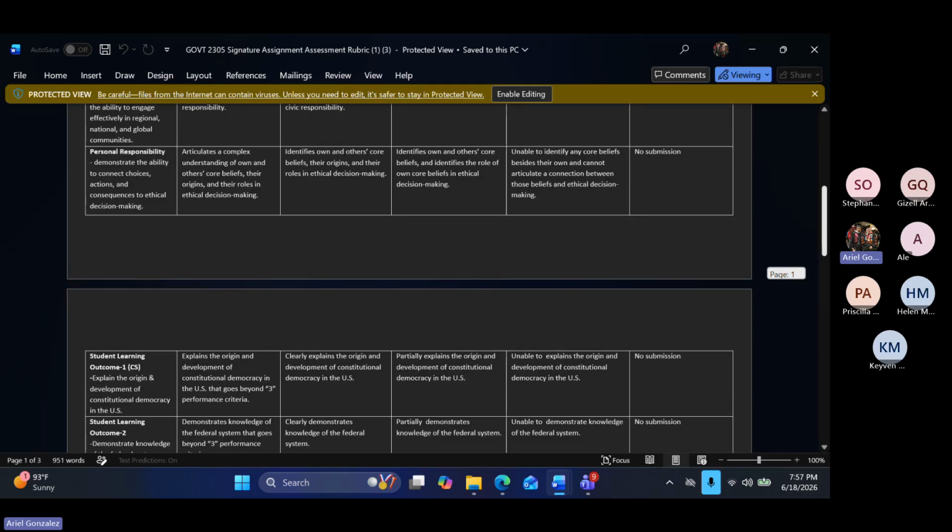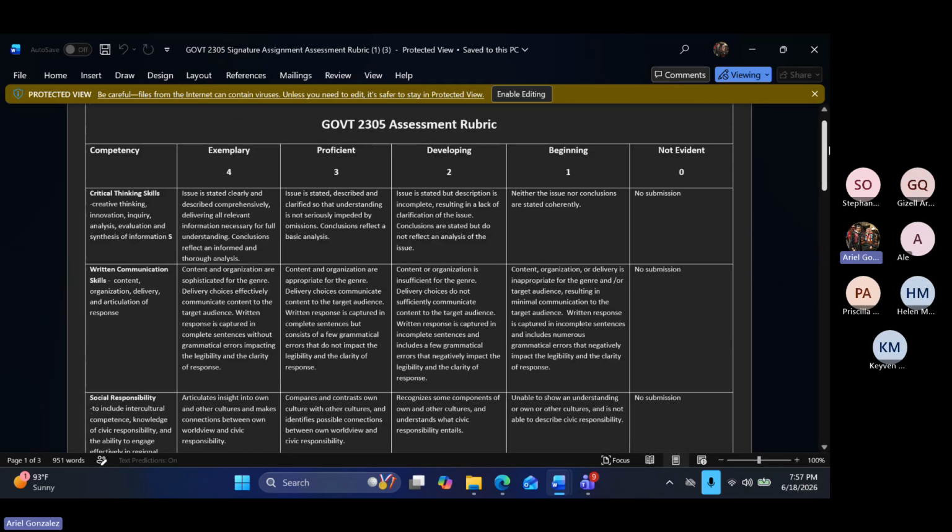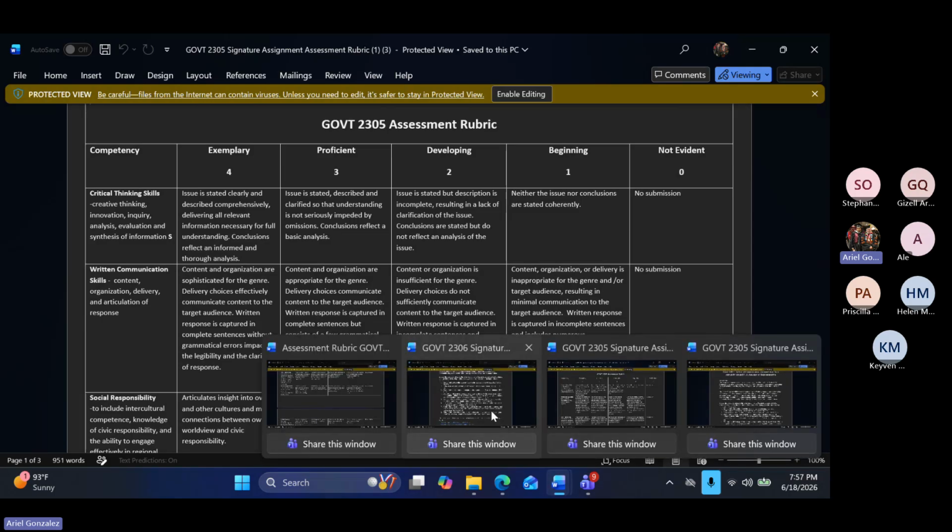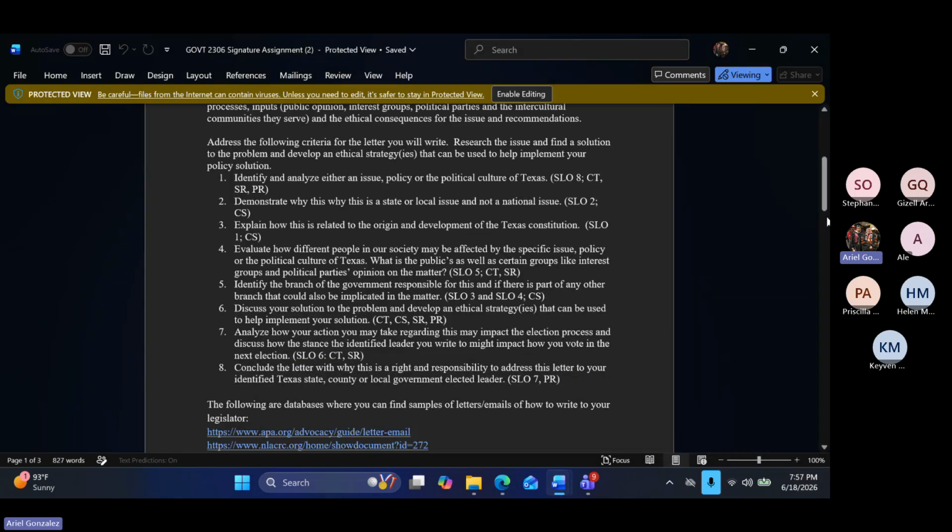And of course, it's also going to depend on how well you do this, right? If you just barely mention it, then you might get like developing or beginning, right? But if you go into great detail, like you all have been doing in the discussions, then you'll get like 3s and 4s here. But okay, let me go ahead and go back now to this here, right?